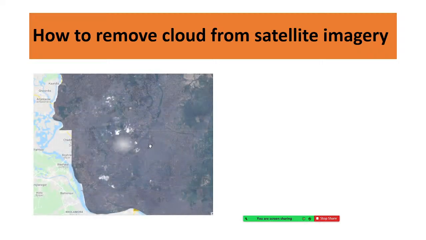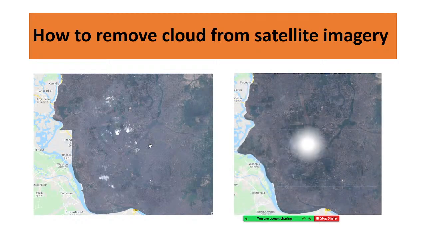Here you can see this is one image with some cloud. When you work with the cloud mask band, this cloud will be easily removed and we can get a clear satellite image. Now I will show you how you can easily remove the cloud and get the clear imagery using the Google Earth Engine platform, because it's very important.